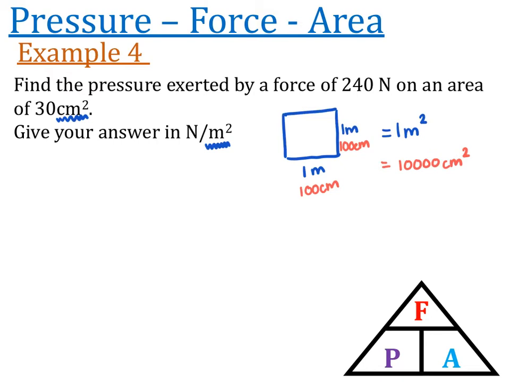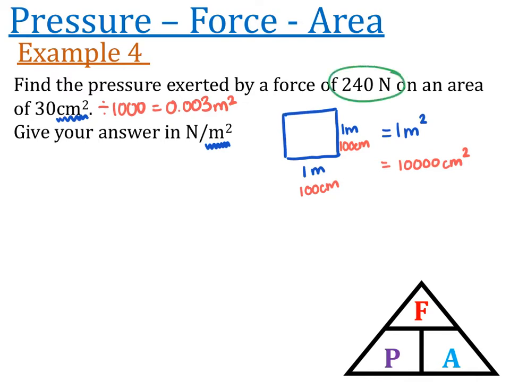So if I want to turn 30 centimeters squared into meters squared, I'm going to go ahead and divide by 1,000. And that's going to give me 0.003 meters squared. From there, I can go ahead and work out everything that I'm looking for.